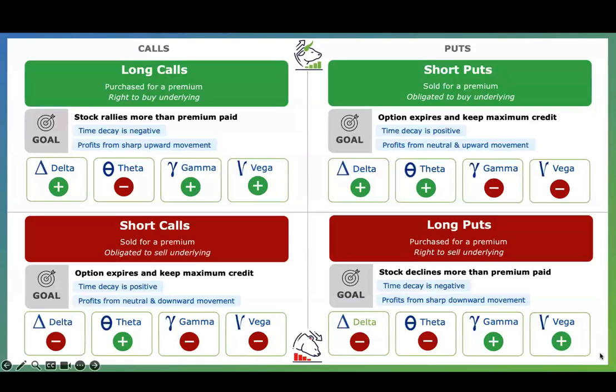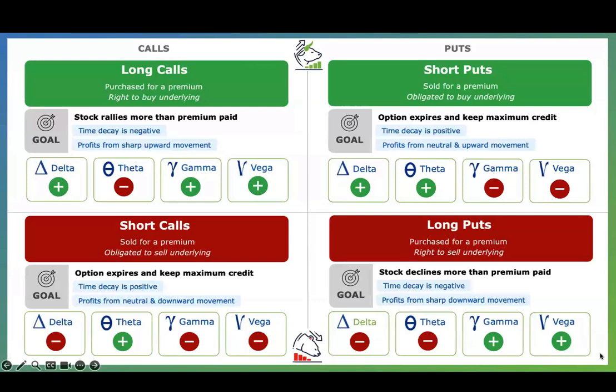If we're expecting an increase in implied volatility, that's going to make the premiums more expensive. Therefore, that's going to be positive for long options because we want more expensive premiums. It's going to be negative for short options because if implied volatility increases, it's going to make it more expensive. We want to buy it back at a lower price.